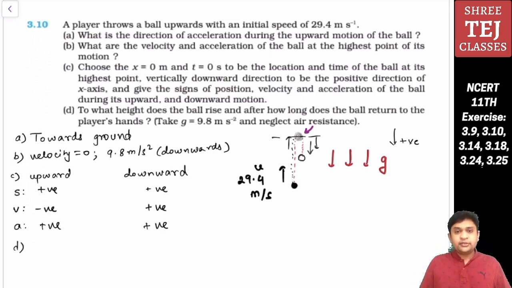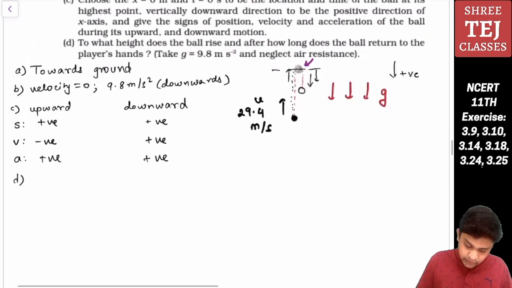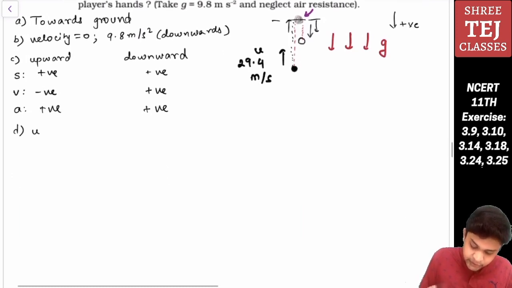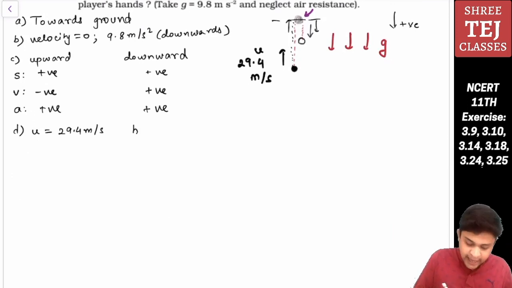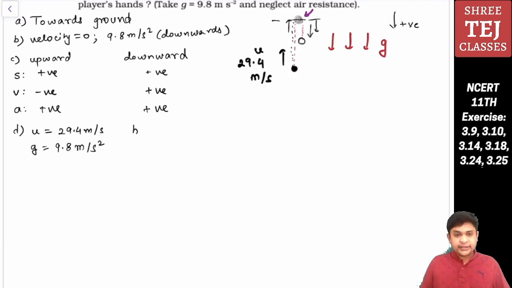Now let us look at the fourth part. To what height does the ball rise and after how long does the ball return to the player's hand? Initial velocity is u, which is 29.4 meter per second. Height raised is h. Acceleration is 9.8 meter per second square.